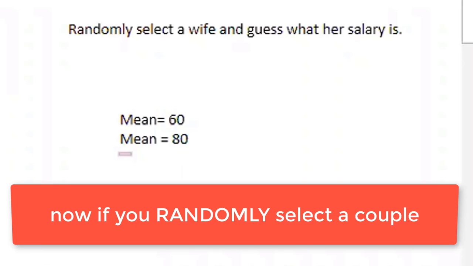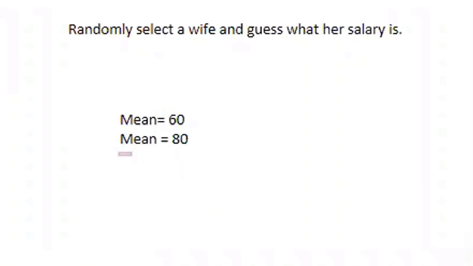And then I said, okay, now I'm going to go out on the street and find a couple, and I'm going to speak to the wife. I'm going to ask you, the students here: what would you guess is the wife's salary? So here, randomly select a wife and guess what her salary is. 60, right? Because the average wife's salary is 60.